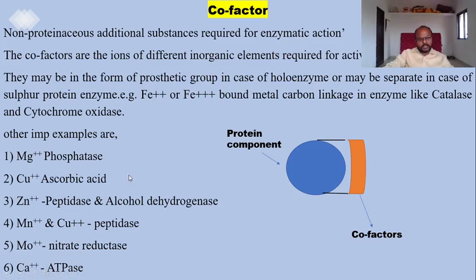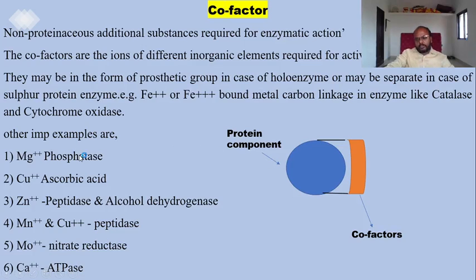So here are some examples of cofactors. Phosphatase enzyme has magnesium as a cofactor. Ascorbic acid oxidase has copper as a cofactor. Certain peptidases as well as alcohol dehydrogenase enzyme have zinc as a cofactor, and another enzyme has Mn, that is manganese, as the cofactor, as well as the nitrate reductase enzyme, which plays an important role in nitrogen fixation. So it has molybdenum as a cofactor, and ATPase enzyme also has calcium as a cofactor.